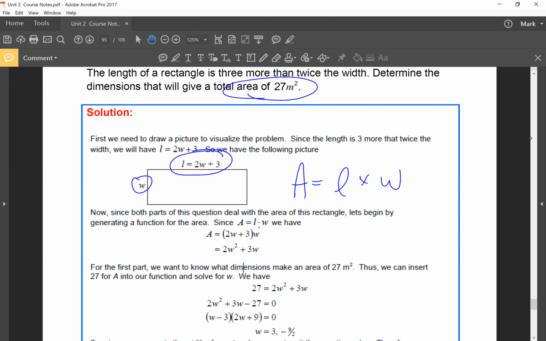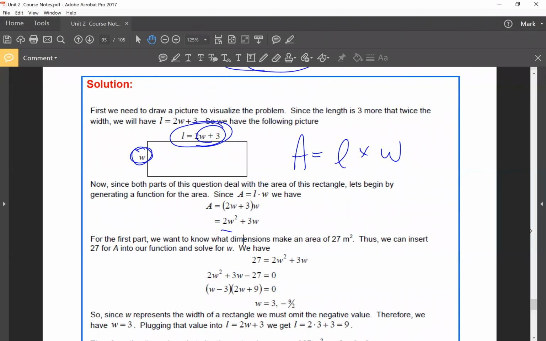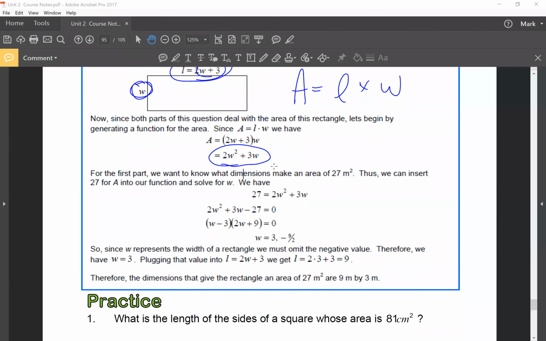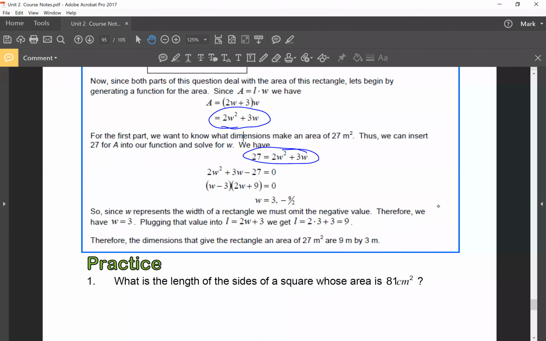So I enter this formula into my problem. Area is length times width. So the length is 2w plus 3. The width is w. And this is where I'm getting my quadratic. Now, I'm not finished yet. It says that the area is equal to 27. So I set this equation equal to 27. I set it equal to 0.